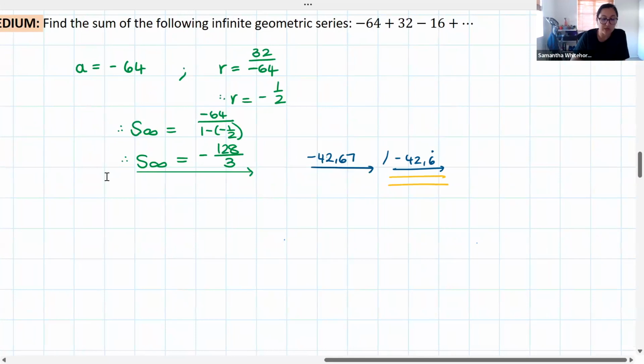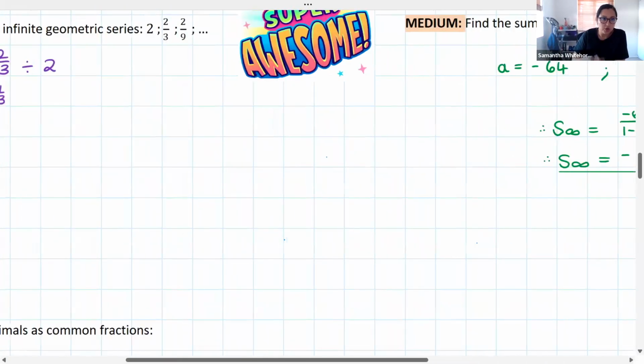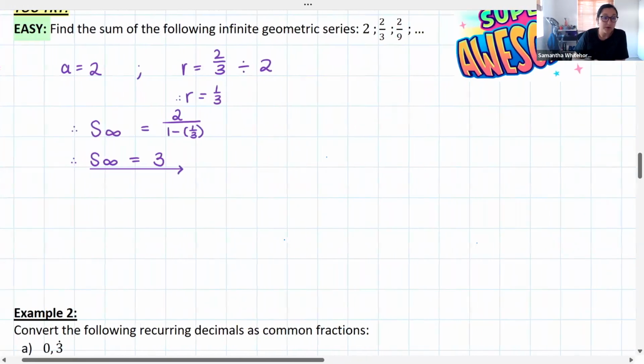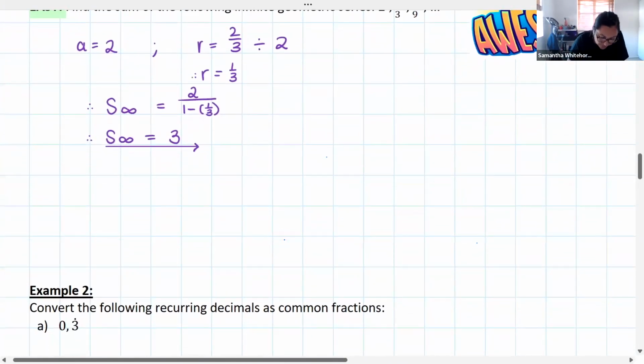It was -42,6 recurring. And so what that means is that we can actually use our sum to infinity formula in order to convert recurring decimals to common fractions. Now, I'm not going to spend a lot of time on this because we'll maybe ask you a question on this. It's not a huge thing that you need to stress about, but it is really cool. And it is quite helpful to be able to convert the two.